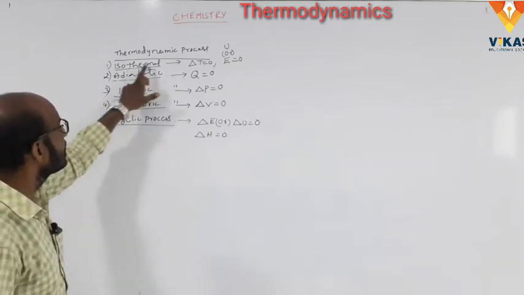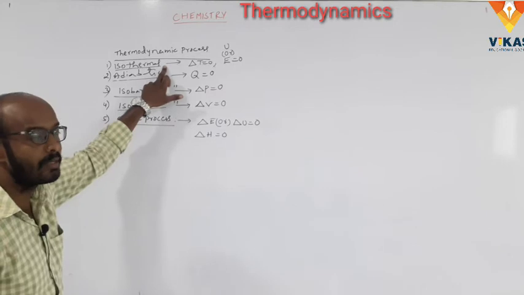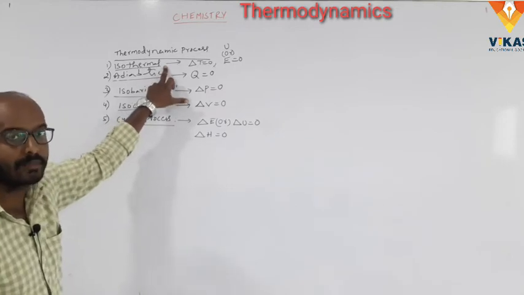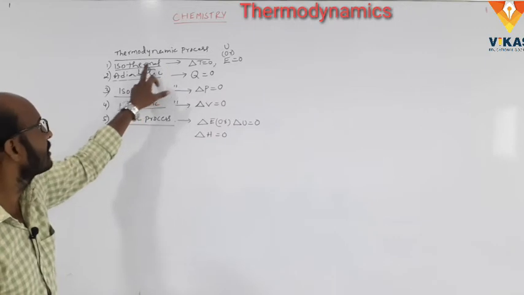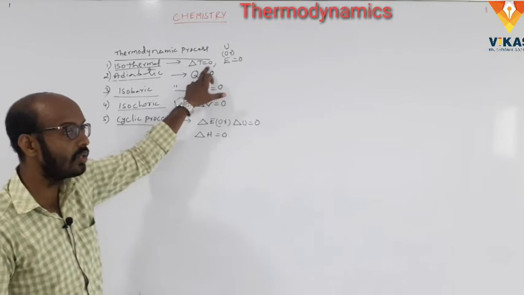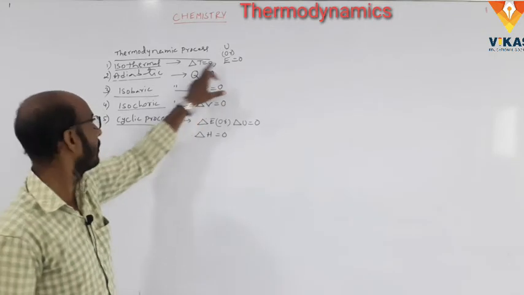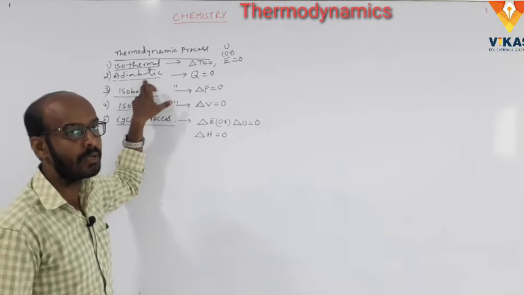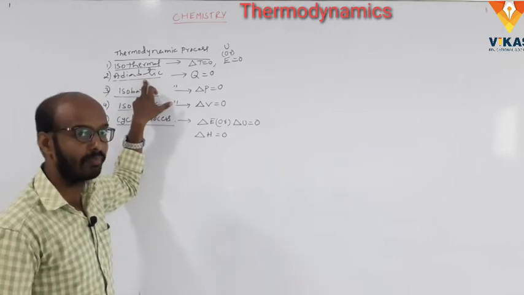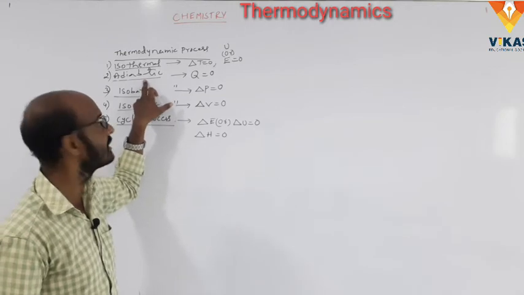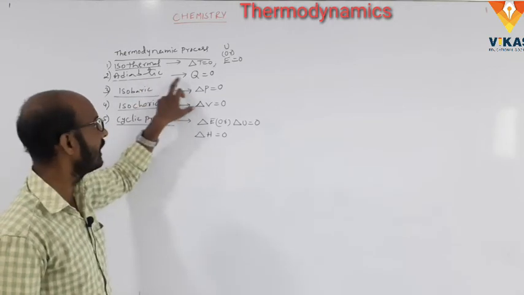In the isothermal process, the temperature of the system does not change in the total procedure. Simply we write the temperature is constant, so delta T is equal to 0, and internal energy is also 0. Next, the adiabatic process: the heat flow between the system and surroundings does not change. That is called the adiabatic process. So Q is equal to 0.